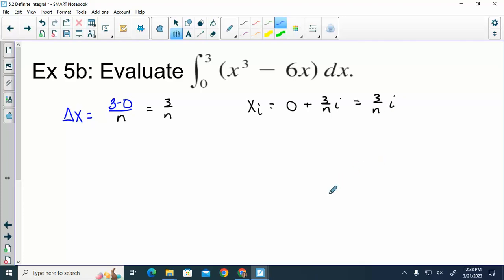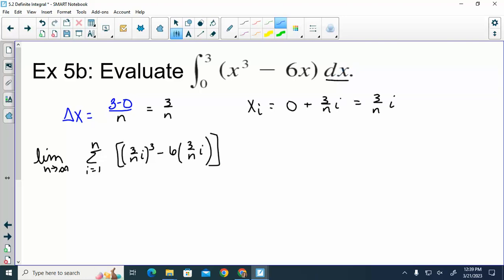Alright, so this was the same as our last test, but it's just written differently. We talked about it yesterday. This integral is the same thing as saying the limit as n goes to infinity of the sum from 1 to n. And then for our function, we replace these x's with our 3 over n i. So that would be 3 over n i cubed minus 6 times 3 over n i. And what do I replace my dx with? So times 3 over n.